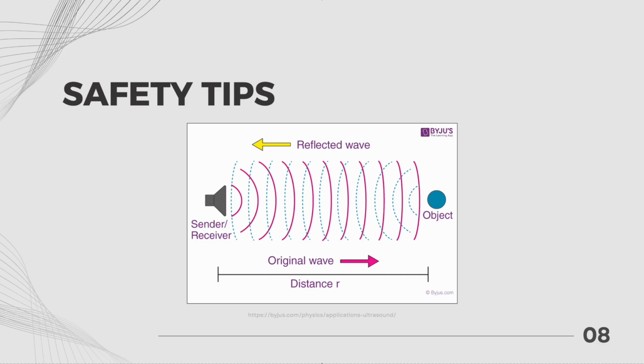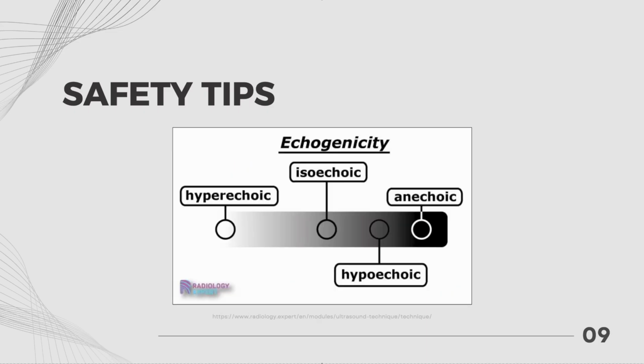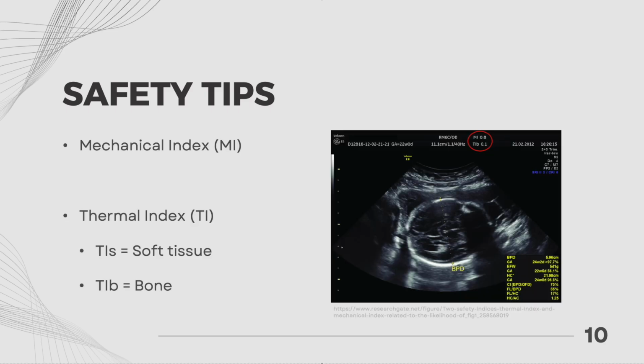So these are high-frequency sound waves which are emitted from the transducer and are reflected back by the body's tissue. The probe receives these waves and a 2D image is generated. Tissues that reflect more of these sound waves are described as being echogenic and appear brighter on the image. So for example, if we image bone, that would appear more white or bright on image compared to, for example, fluids.